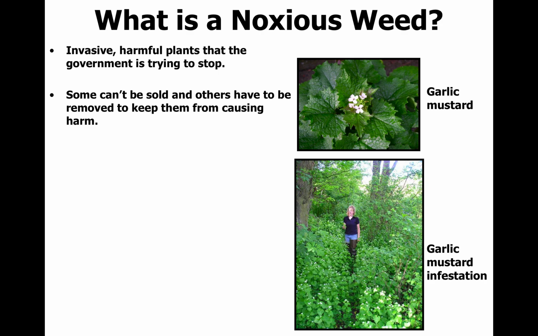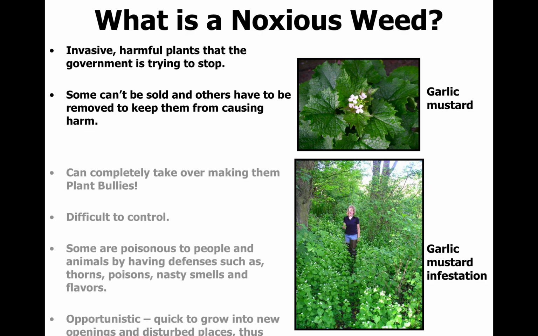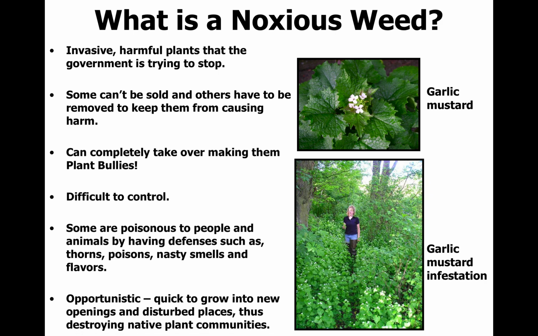So a lot of them have to be removed, and because a lot of these grow so rapidly, it's really hard to control them. So they can completely take over a place, just like this garlic mustard, making them plant bullies. Again, they're really hard to control because some of them grow so rapidly that you would have to be just pulling and constantly monitoring for signs of new growth of this, because there's probably roots left that are sprouting.